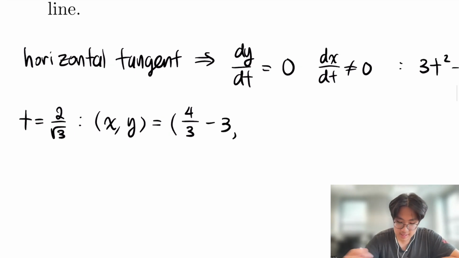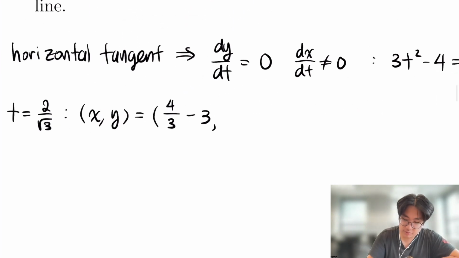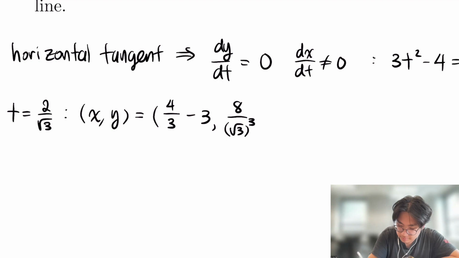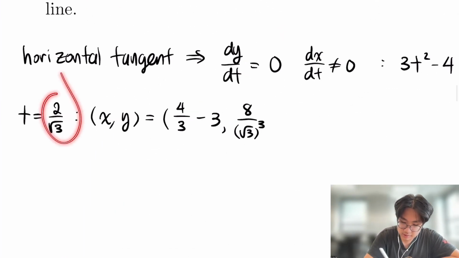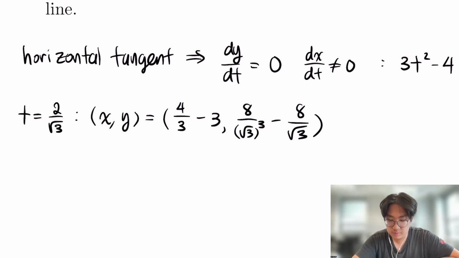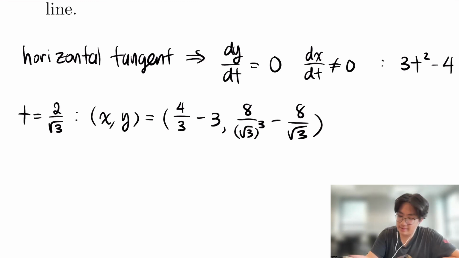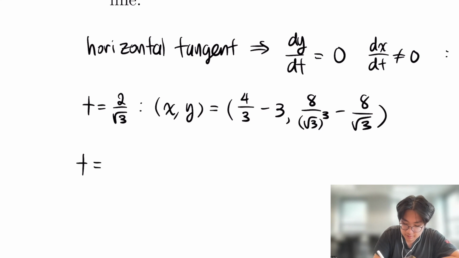That's your x component. And then your y component, again, is determined by t cubed minus 4t. So t cubed in this case is 8 over root 3 cubed. Then minus 4t, so minus 4 times this, so minus 8 over root 3. And that would be your first point. Again, I made the mistake of trying to simplify all of this. Definitely don't need to do that. You can just leave it like this, or at least they did leave it like this. So that's t is equal to positive 2 over root 3.